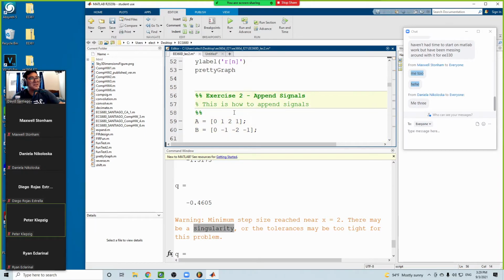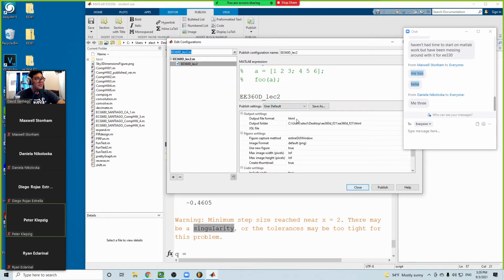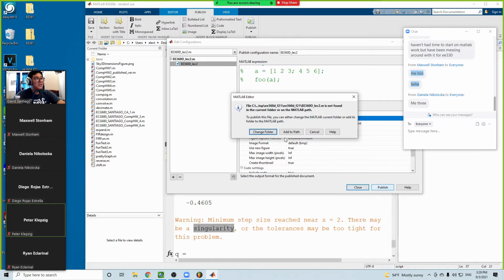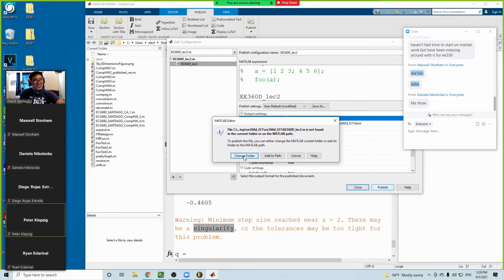Exercise 2, exercise 2A. I'll show you this. Publish. Click here. Edit publishing options. Don't do an HTML. Do a PDF. Publish. And then this is a great thing to explain. So if you get this error, when in doubt, always change folder.